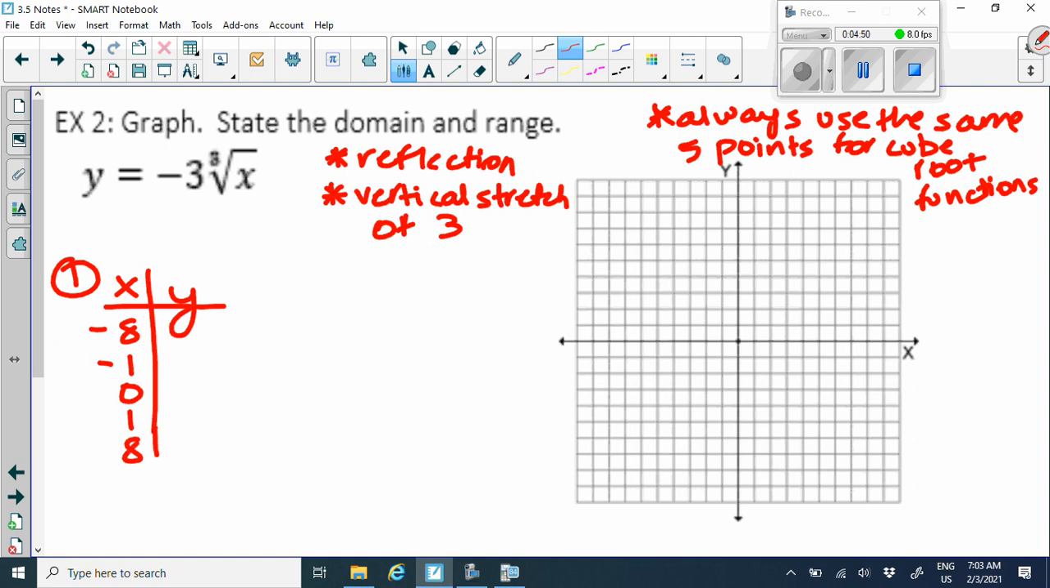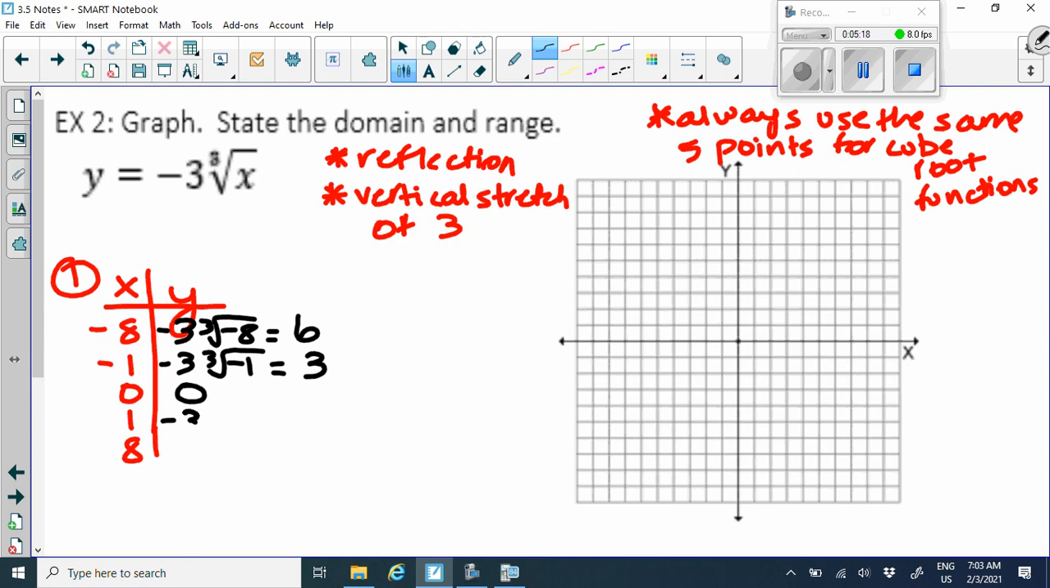Now our x values stay the same, but the y values will change because we have that negative 3. So we have negative 3 times the cube root of negative 8. That gives us negative 2 times negative 3, which gives us 6. Then I have negative 3 times the cube root of negative 1. Well, the cube root of negative 1 is negative 1, and we multiply that by negative 3 to give us 3. For 0, you always just get 0 whenever you're multiplying.